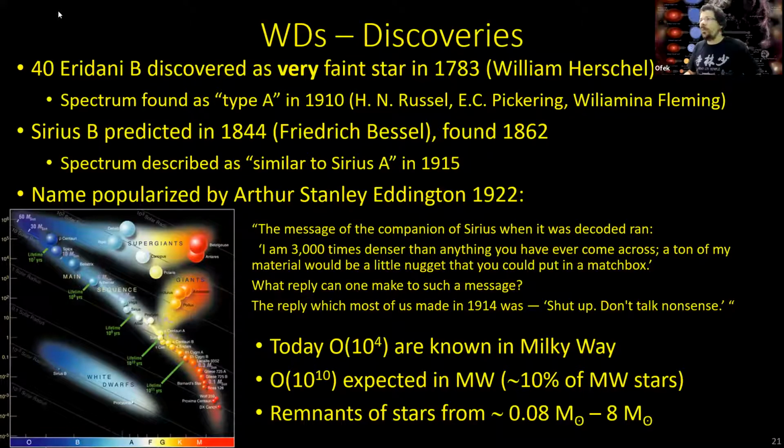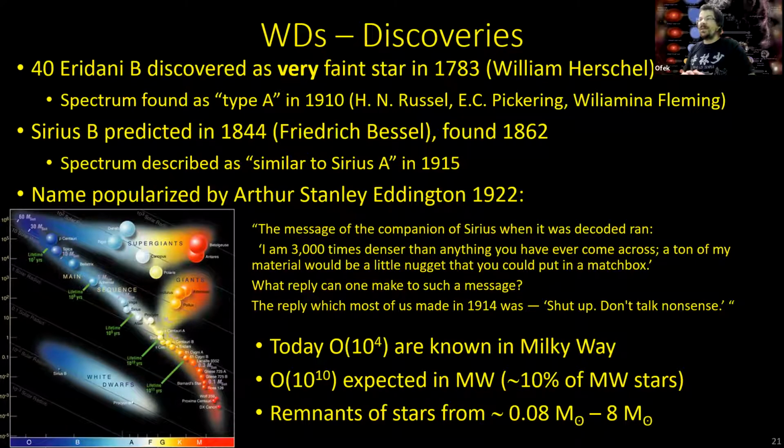The first thing worth saying about white dwarfs is that we've actually seen them long before we understood them, which is quite typical in astrophysics. Sometimes it happens the other way, with neutron stars and pulsars and things like that. But most things we actually see, we don't know what they are, and it takes us a long time to explain them.